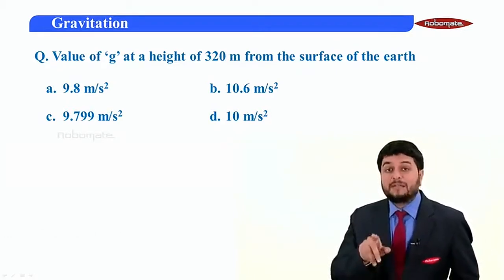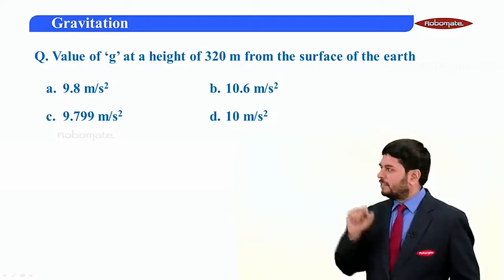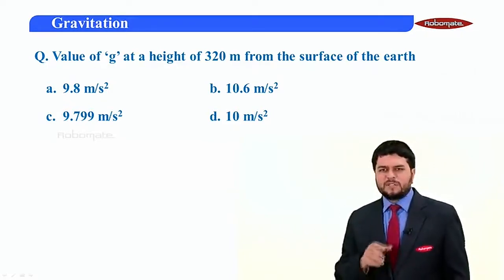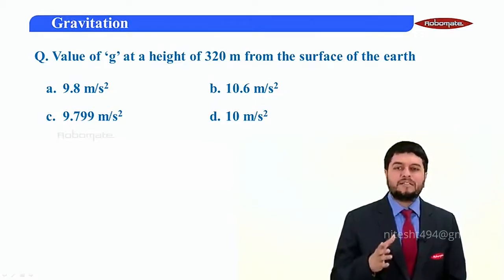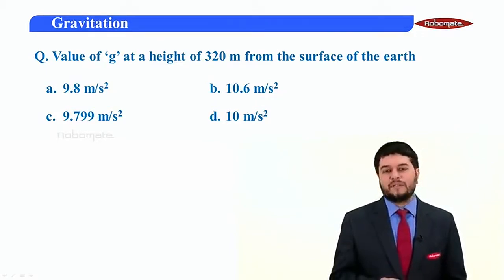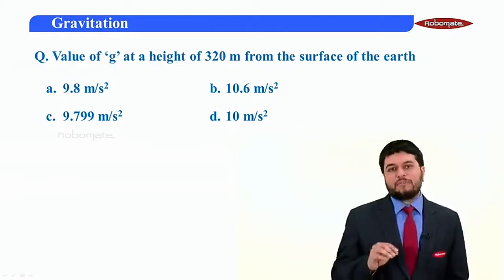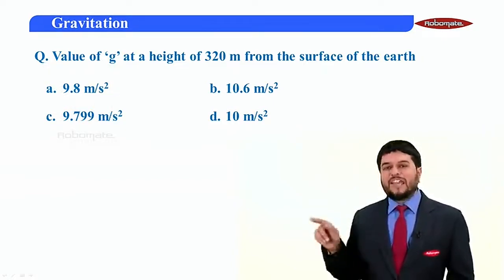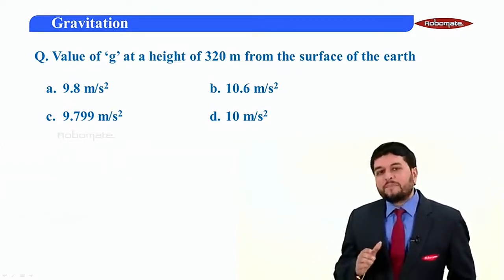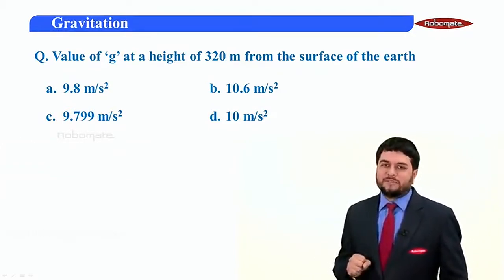But look at the option C. The option C is very close, 9.799. Approximately it is like nearly 9.8. So there's a catch over here. I would have given a wild guess and considered 9.8 as the answer, but since A and C are so close to each other, I'll have to actually solve this question.